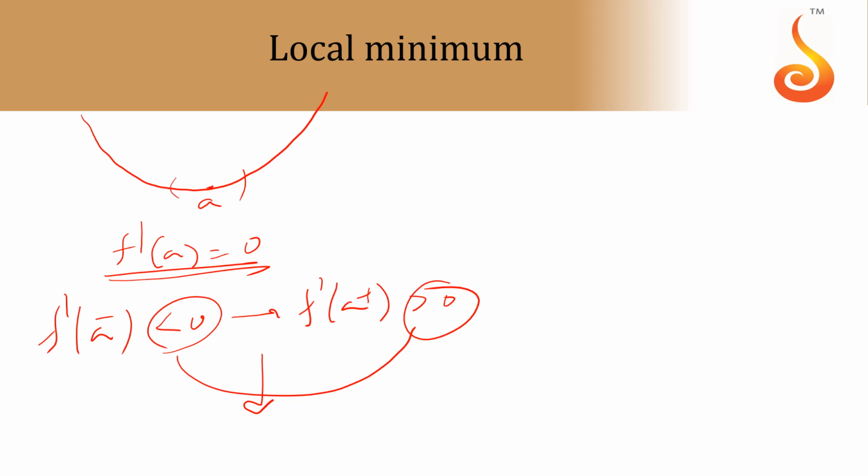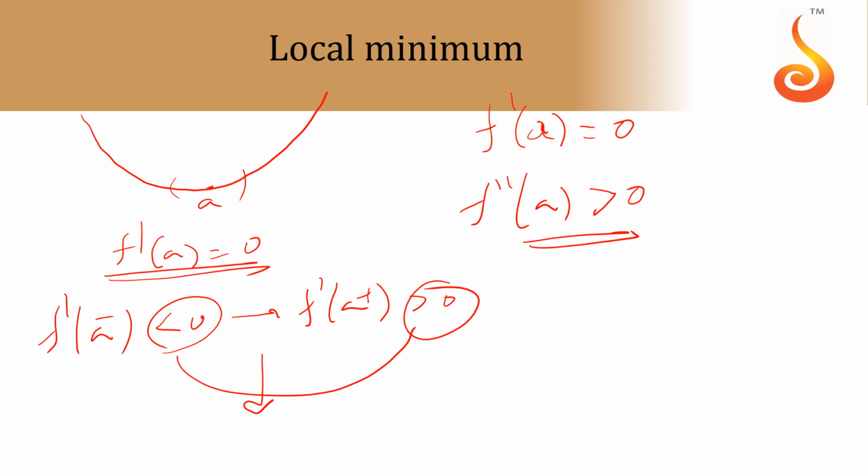Then what will be the second derivative test? f dash a will be 0 and f double dash a will be greater than 0 for a local minimum. Then I am mixing both the nth derivative test and local minima, local maxima, to make it clear.